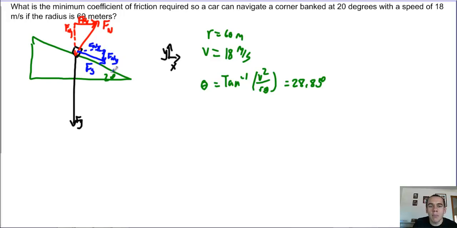It is worth noting on both of these that this angle down here is the central angles here and here. Okay, so those two angles in the middle are the same angle, the 20 degrees. So now when I use my formulas, I'm going to have more forces to keep track of because I have more things going on.